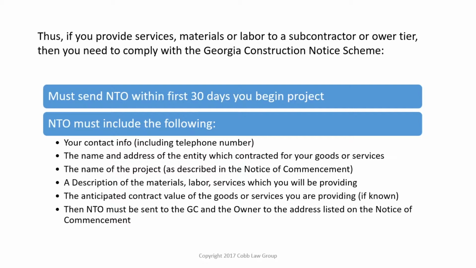The next piece that has to be included is the anticipated contract value of the goods or services you're providing if you know them. If you don't know them yet, then it's wise to state that in your NTO. If you do have a concept of what the contract value is, include that, but you might want to include some sort of particular language that says, which may be amended or may be altered by future financial arrangements, future contracts, etc.